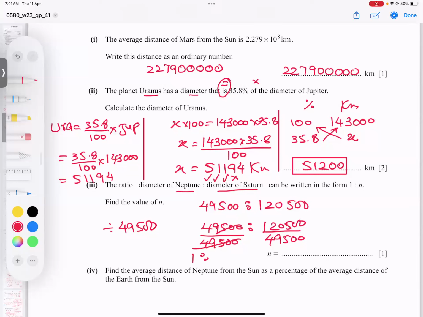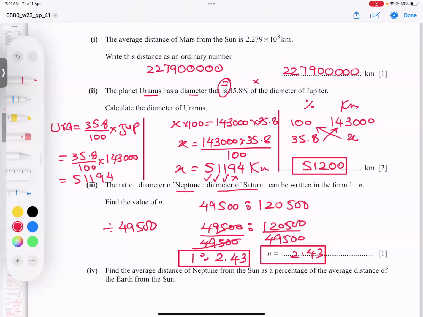Now, if I check it again and type in my calculator 1, 2, 0, it is giving us 2.4343 onwards. So this is my answer. N value is 2.43. You can see here. Okay. I hope this part is very, very clear. And let's go for the next part.